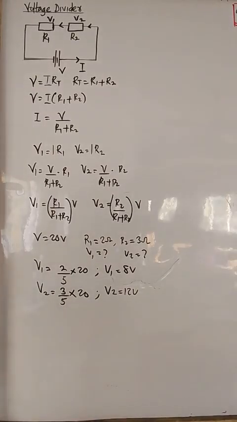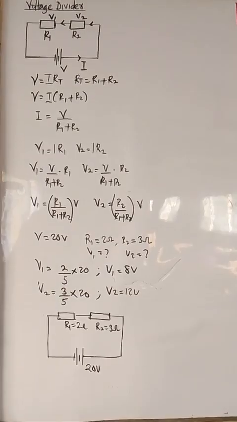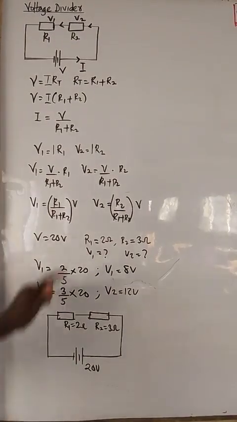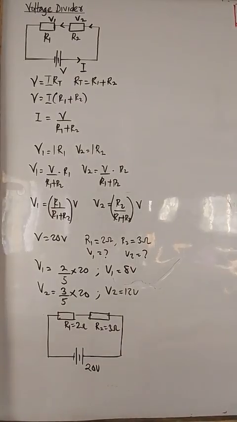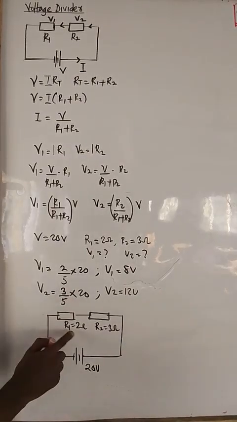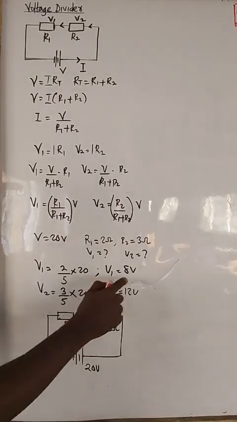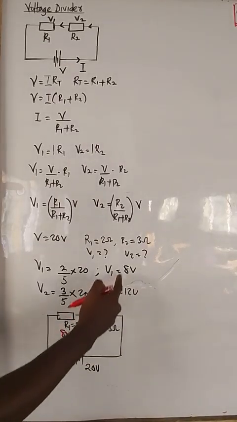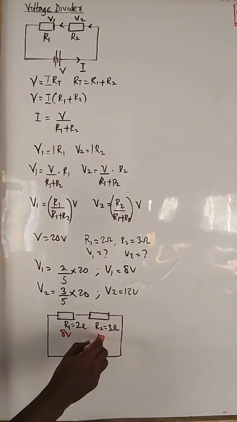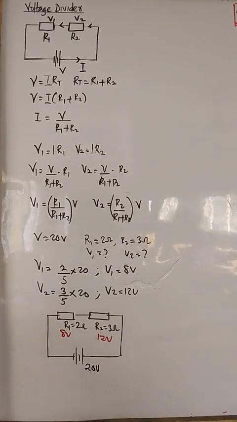So meaning, if we have two resistors, one is 3 ohms, the other is 2 ohms, they will share 20 volts in this manner. So what we did here: 2 ohms, 3 ohms. These 20 volts will be shared by them. The one that has 2 ohms will take 8 volts. The one with 3 ohms will take what? 12 volts, making together 20 volts.